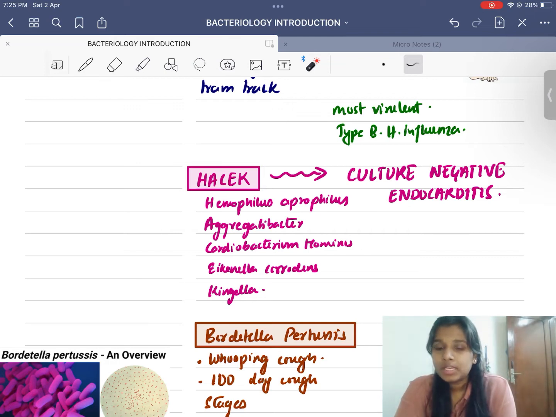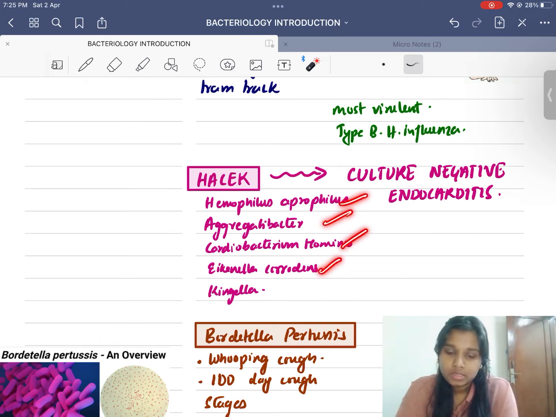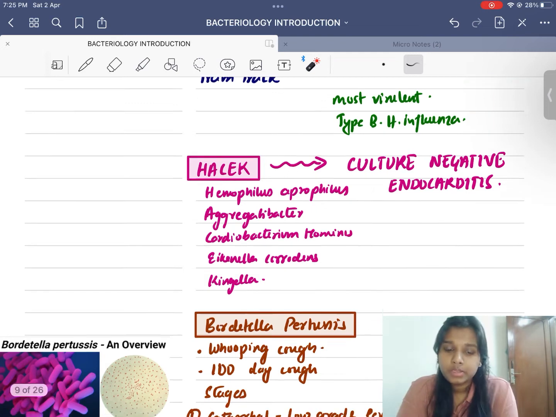Now, there are other causes of culture-negative endocarditis also. Even SLE will cause culture-negative endocarditis. You'll have SLE, you'll have NBTE, non-bacterial thrombotic endocarditis, and you'll have HACEK, which will cause culture-negative endocarditis. HACEK will not grow quickly on culture. It takes a lot of time to grow, so it will look like it is culture negative. But the names of these organisms should be remembered.